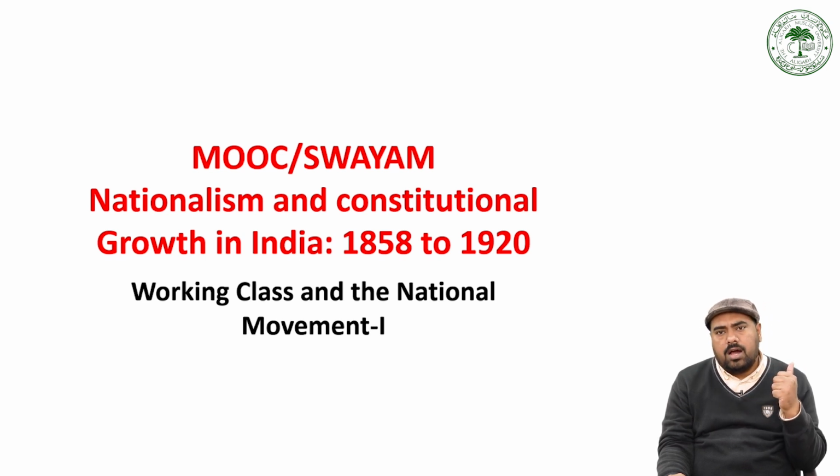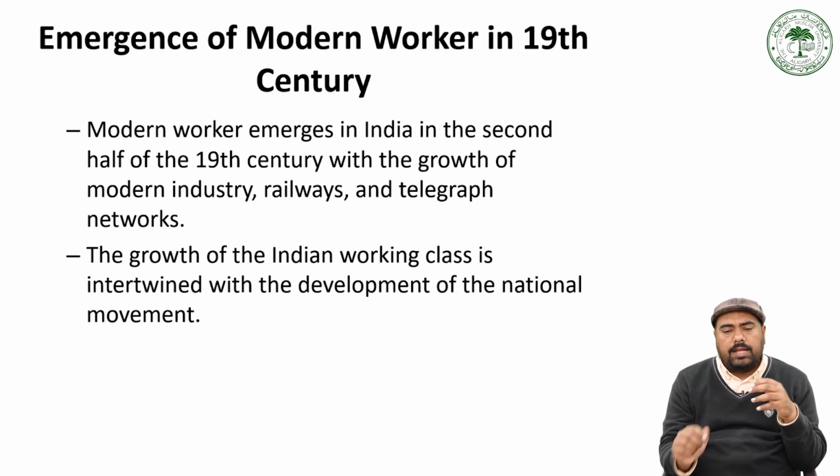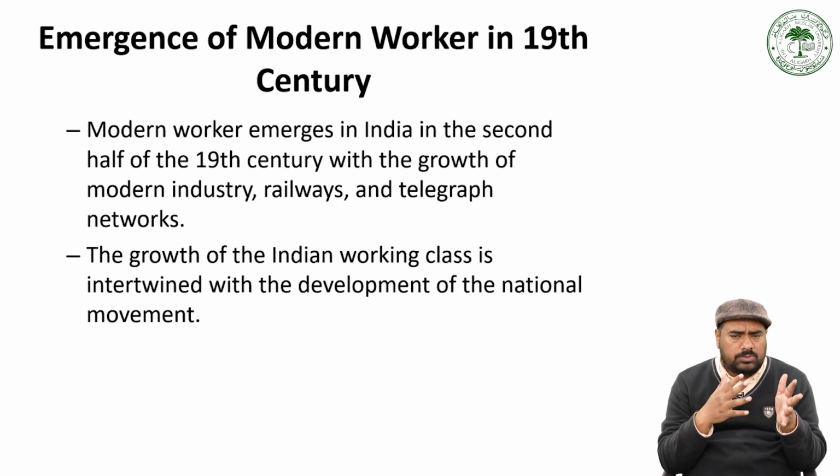so that their life will be enhanced. Moving ahead, there is the emergence of the modern worker in the 19th century, and this modern worker also emerges in India in the second half of the 19th century, with the growth of modern industry, railways, and telegraph networks. Railways got started in the mid-1850s, and from then on, railways became a large chunk of the industry of India, and also the telegraph network.